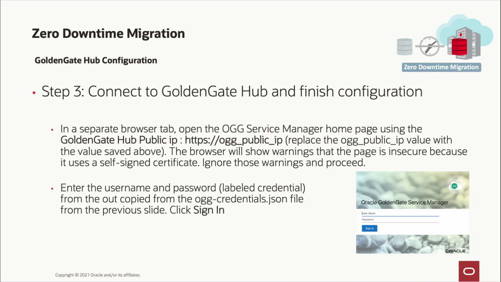Now open a separate browser tab to open the OGG Service Manager. You can do this by going to https:// and then the OGG public IP value. You just have to replace OGG public IP, of course, with the value that you copied before. This will show you warnings because the page is insecure, since it uses a self-signed certificate. Just ignore them and go ahead. You will use the username and password that you copied from the output of the OGG credentials.json file from the previous slide. So you need to add the username and the password, and then you can click on Sign In.